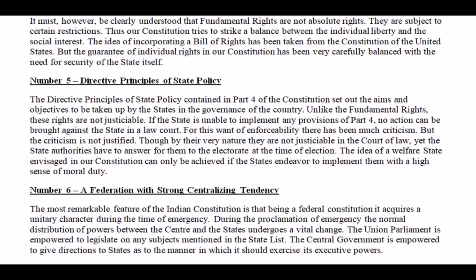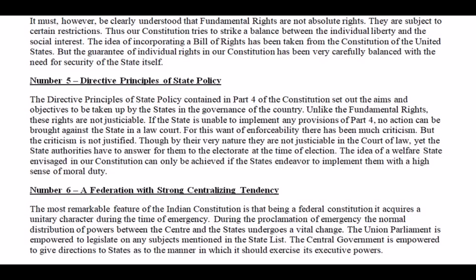Number 6. A federation with strong centralizing tendency. The most remarkable feature of the Indian Constitution is that being a federal constitution, it acquires a unitary character during the time of emergency. During the proclamation of emergency, the normal distribution of powers between the center and the states undergoes a vital change. The Union Parliament is empowered to legislate on any subjects mentioned in the state list.